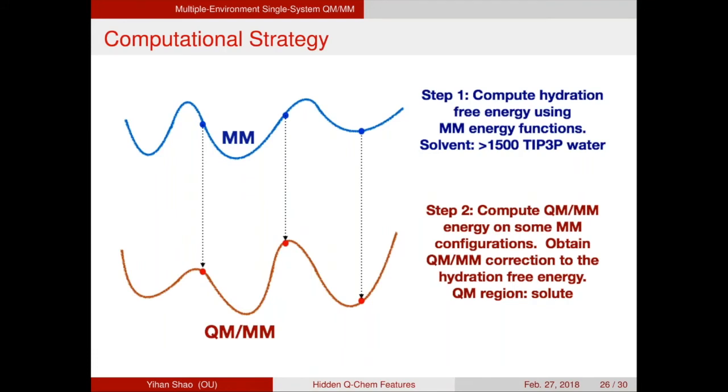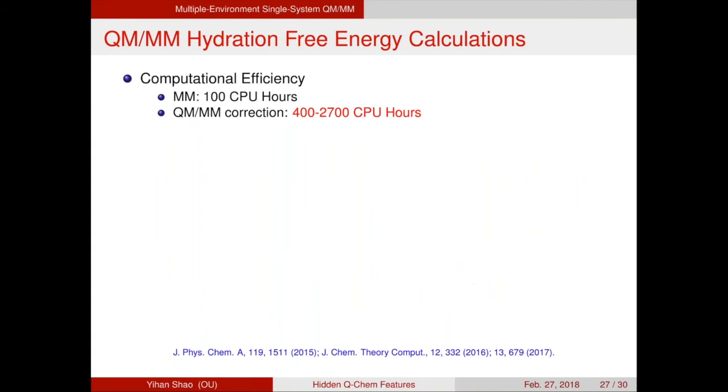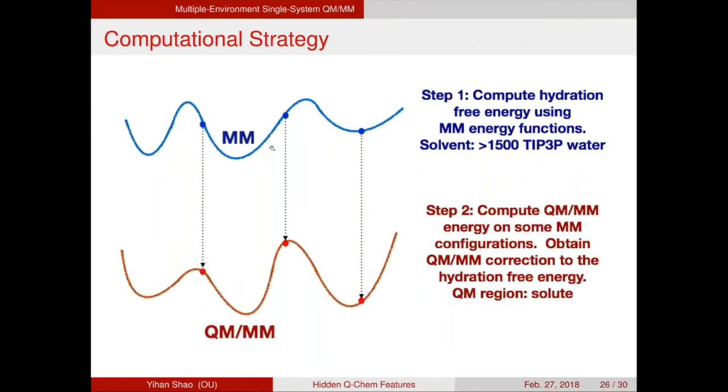And if we're not sure about the results, we can do QM/MM correction, and we cannot afford to compute energy for millions of configurations. Then we cheat. What we do is collect selected frames, say tens of thousands of frames from the MM trajectory. For those MM frames, we compute the QM/MM energy and use those energies to do a so-called energy weighting calculation, and get the QM/MM correction.